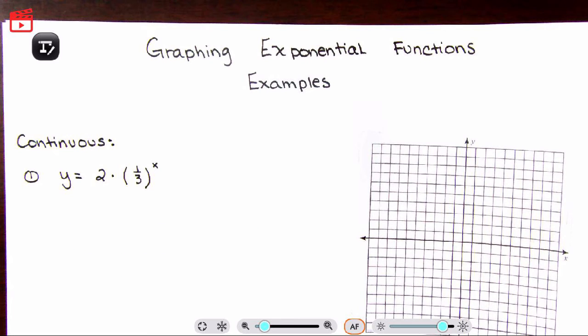As always, if I make a mistake, I am human. Please let me know where the mistake occurs so that way I may learn from it. All right, let's go ahead and jump in.